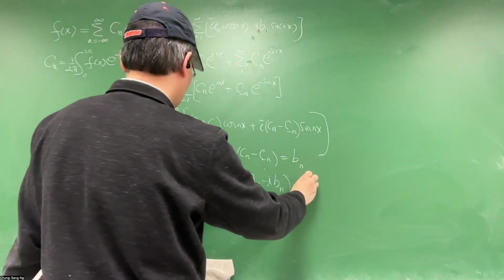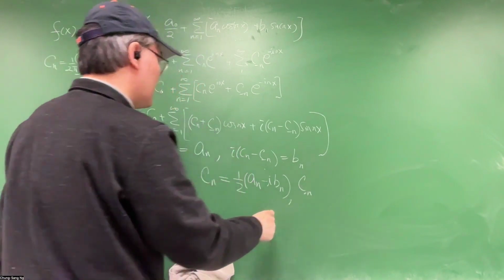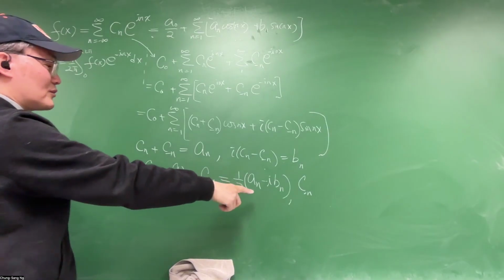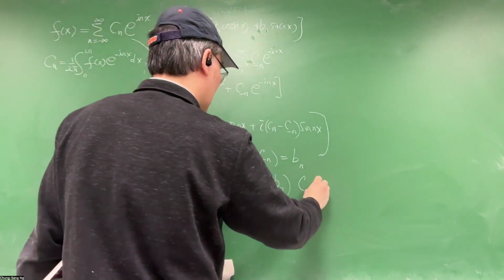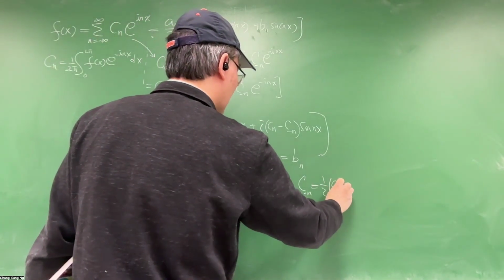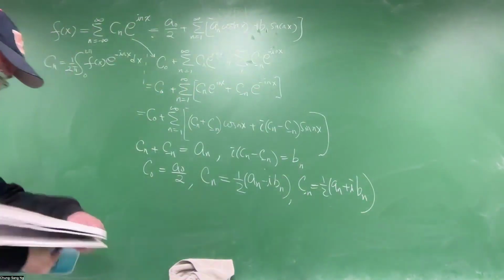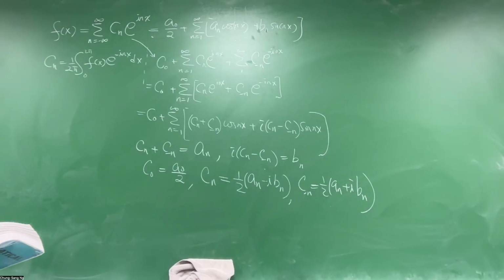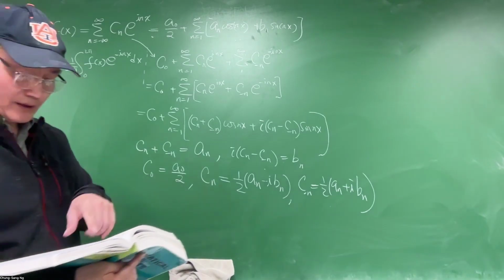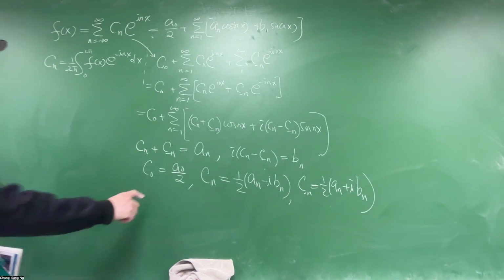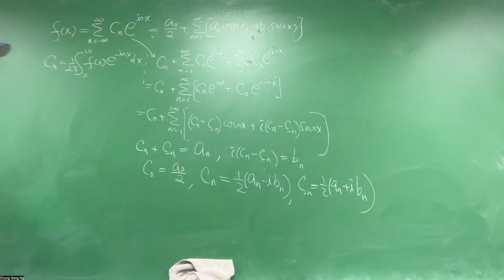And then C minus n is the same, except that now I subtract. So subtract should be 1/2 n plus. But see if the text is the same. Yeah, this is what the text will get, these two formulas, 19.5. Okay, so that's fine, right?